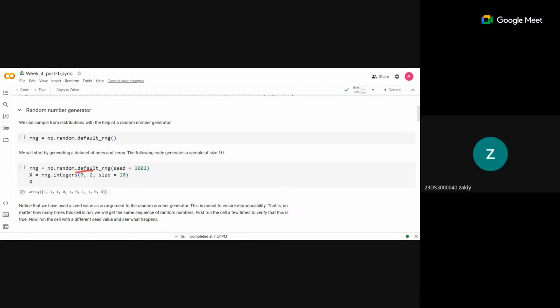Is it similar to random state, sir? Yeah, similar to random state. That is also the same thing.